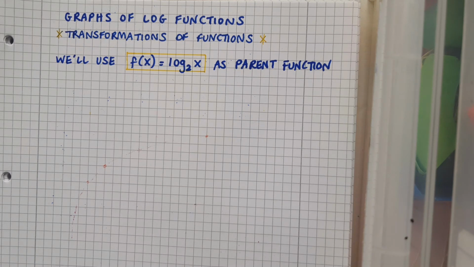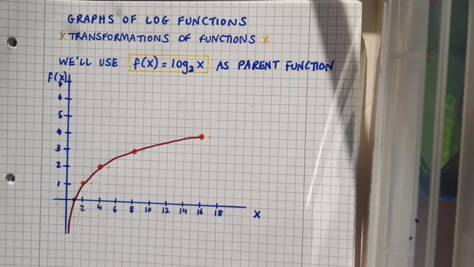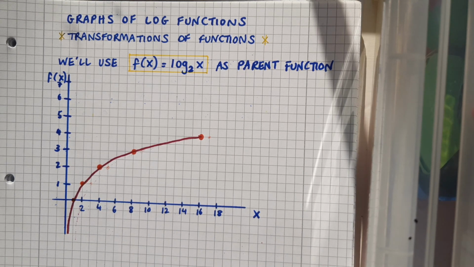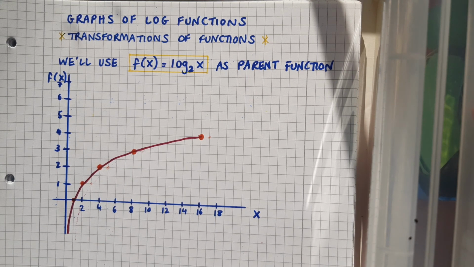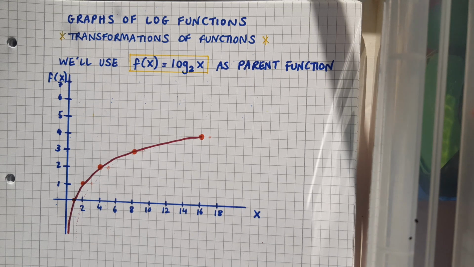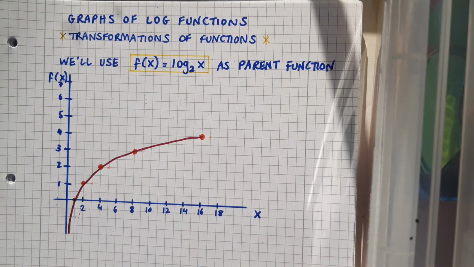So let's just start off by reminding ourselves how this looks in graph form. So here's my starting point, my parent function, f of x equals log to the base 2 of x, graphed. I've given myself a little bit of room above and below this function just to be able to show you the transformations clearly. And now I'm going to have a look at what happens when I change the function slightly and what effect that'll have in terms of the graph.